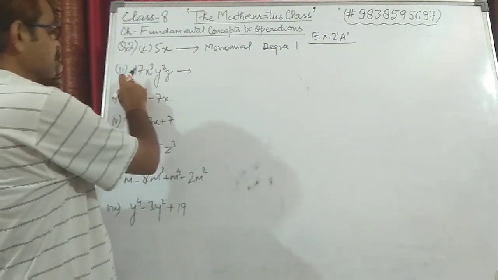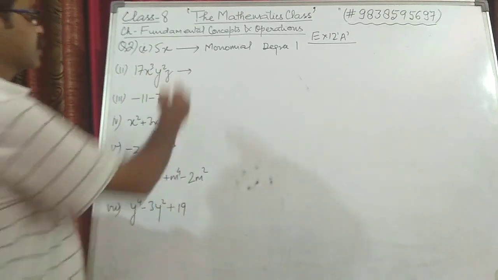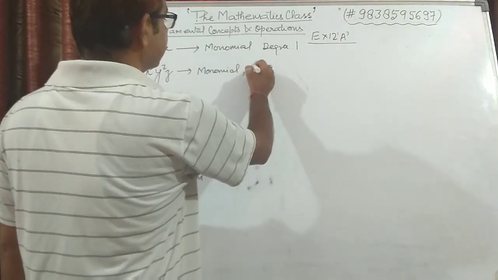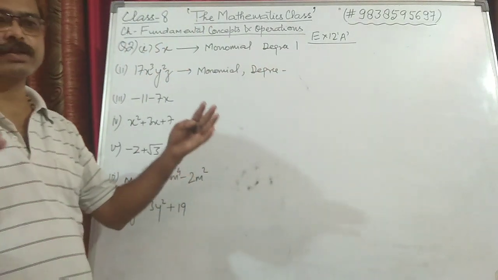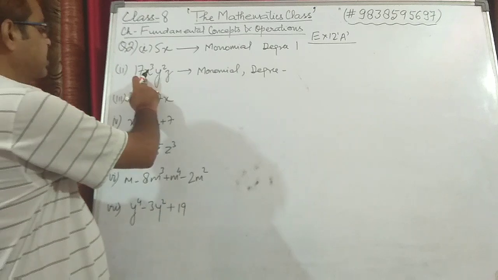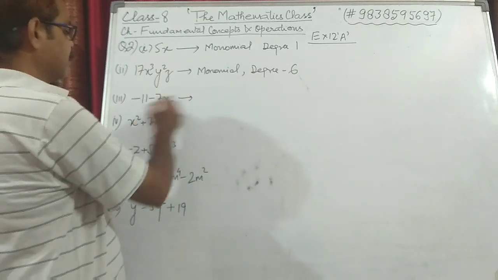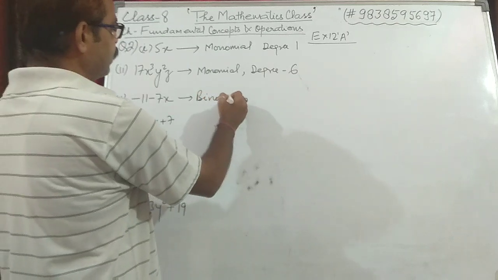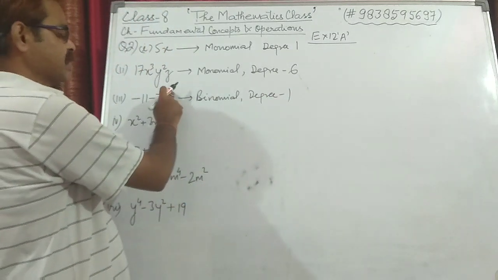Now let's see, this is also a monomial, having 1, 2, 3, 4 terms. First of all it is a monomial, and its degree will be, as we have just learned, that if there are two or more variables, we sum the total powers, and the final value is the degree. So 3 and 2, 5 and 1, 6. So degree is 6. Now this is a binomial having two terms. So we can say binomial, and its degree is 1, because the variable is only 1 and its degree is 1.